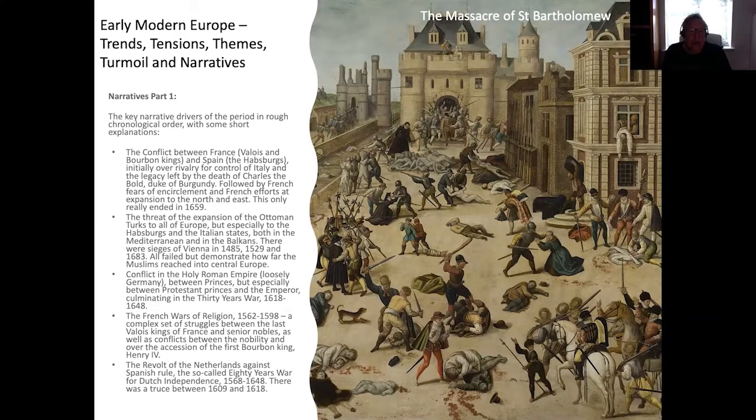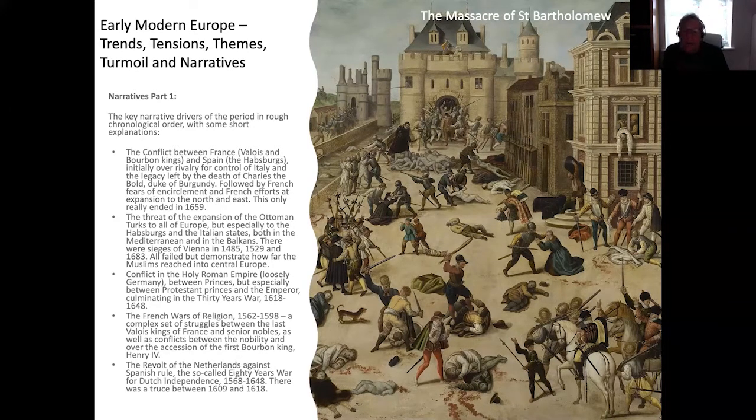The next thing down is the threat of the expansion of the Ottoman Empire, which is roughly speaking centered on Turkey, but also took in large parts of North Africa as well, and spread into the Balkans in this period. This was a threat to the whole of Christian Europe, but particularly to the Habsburgs and also to the Venetian Republic, which was probably the strongest Italian state at the time. I'll have a map of that further down the line.